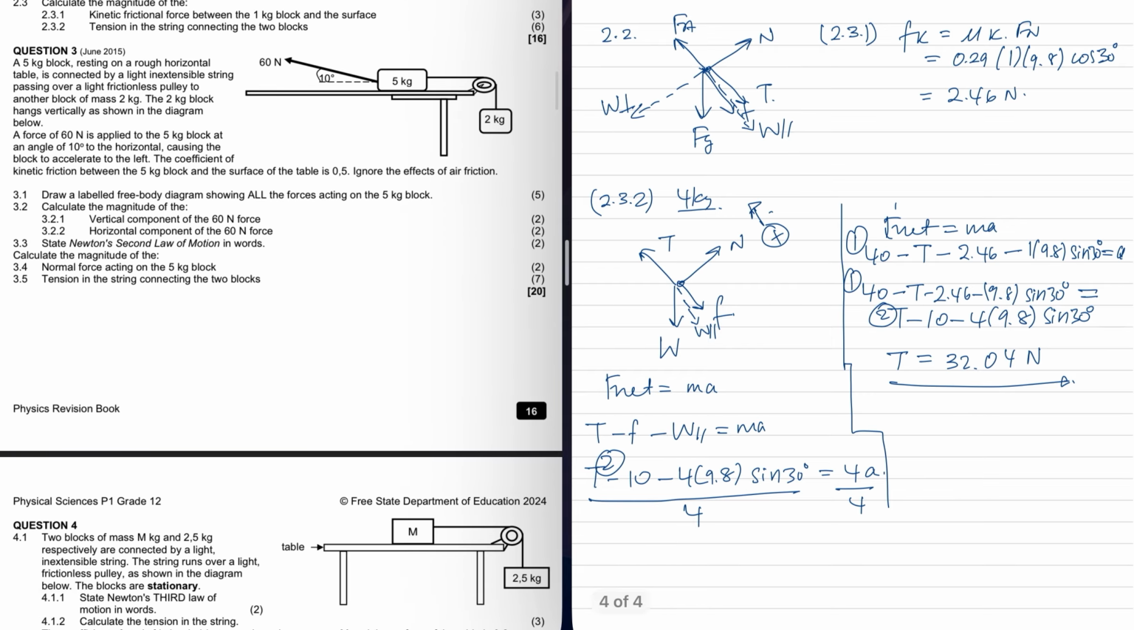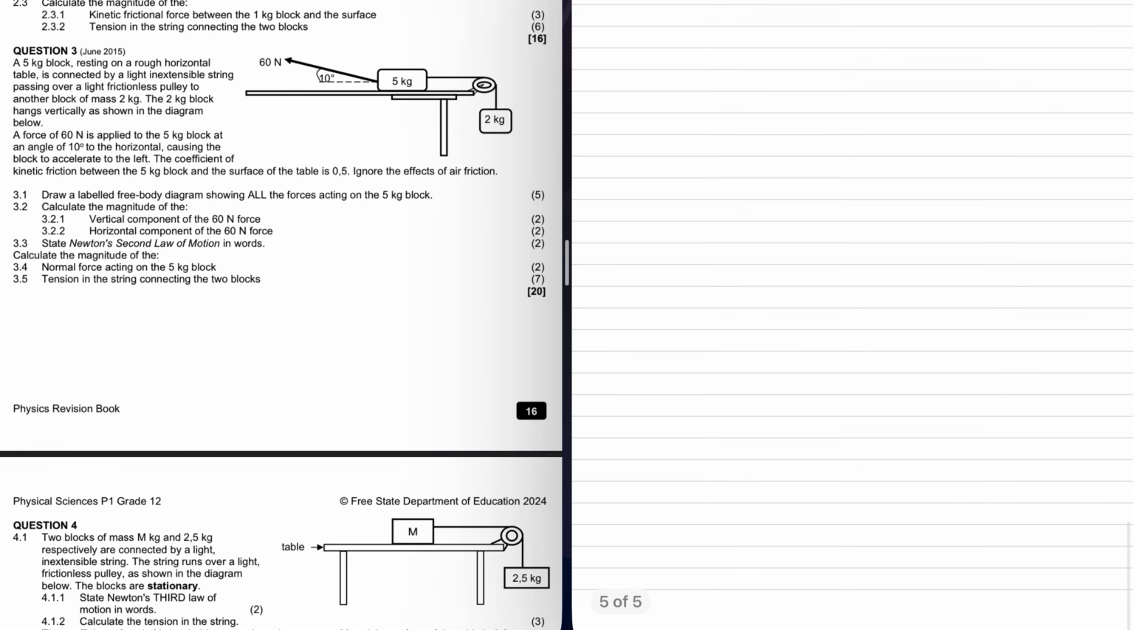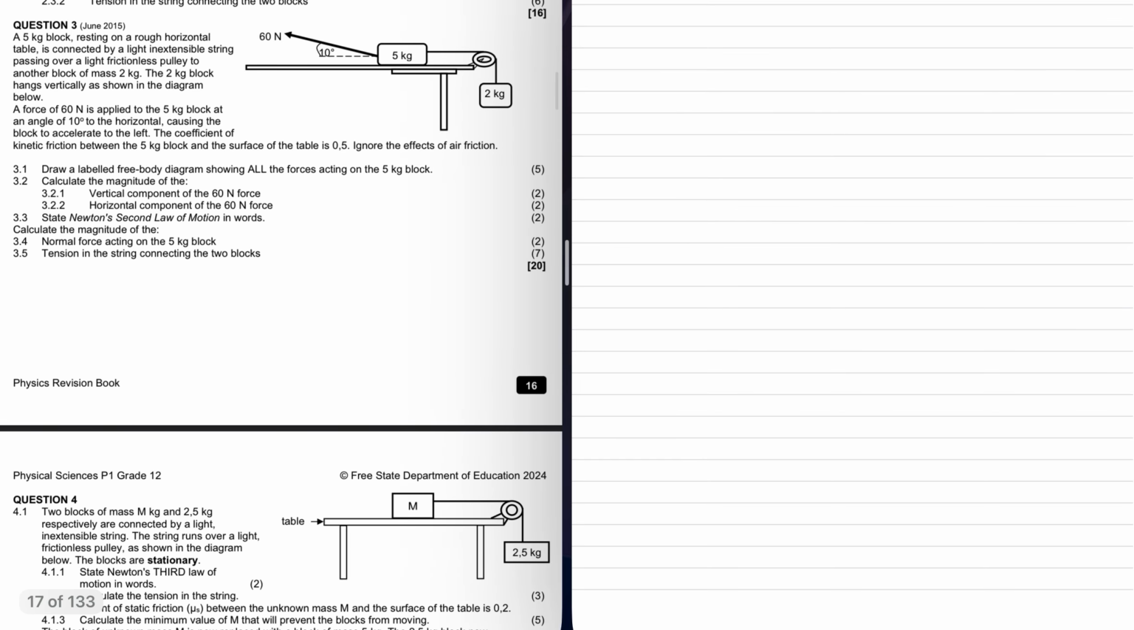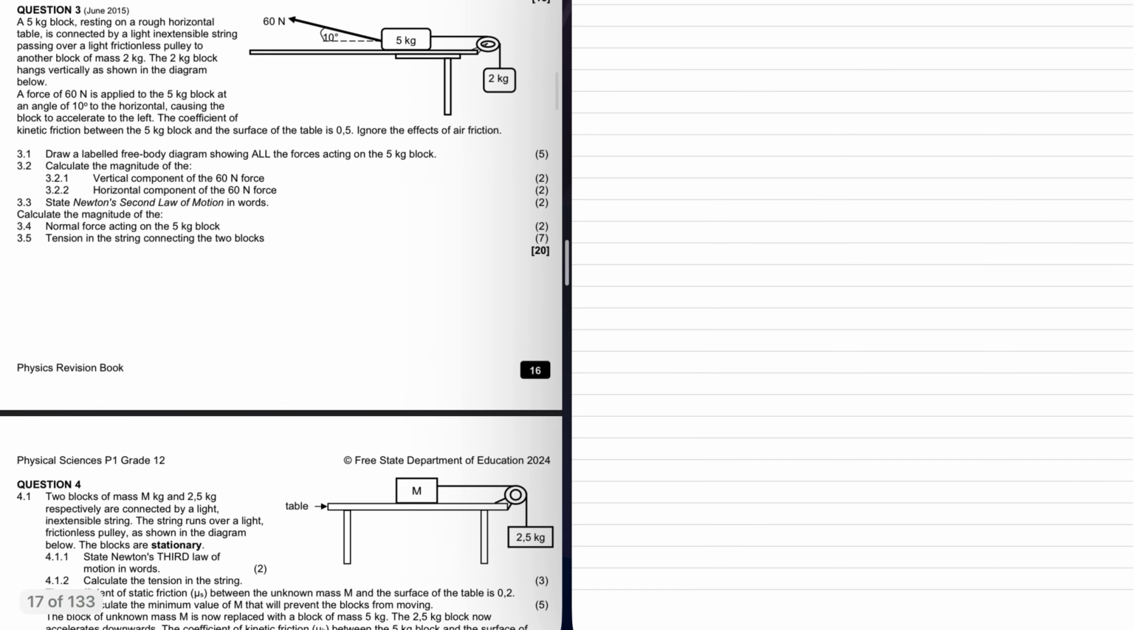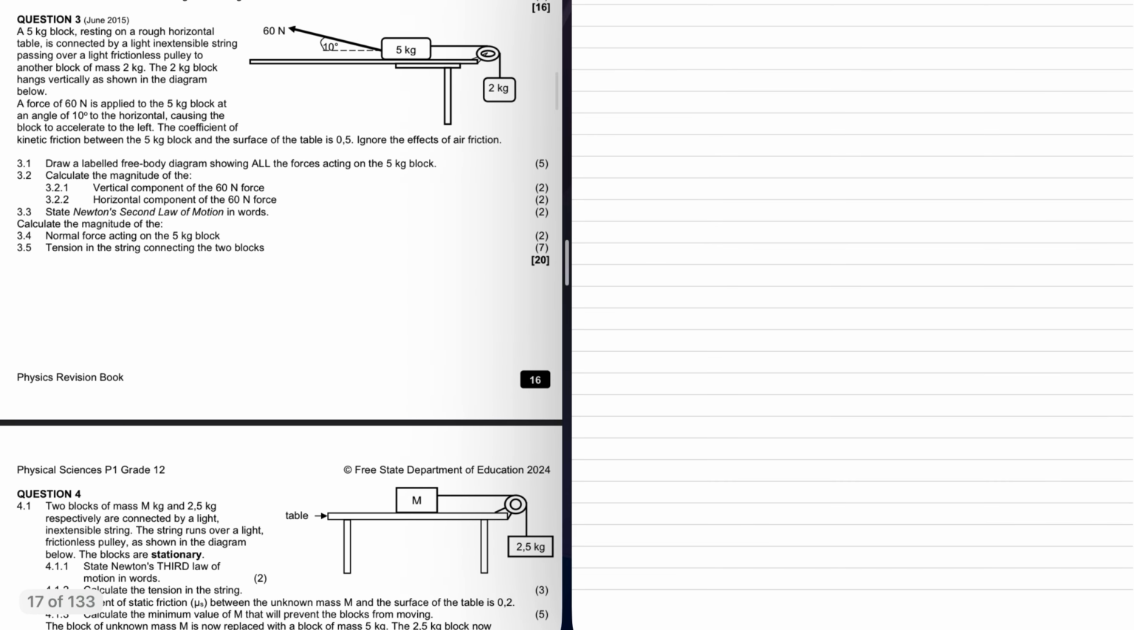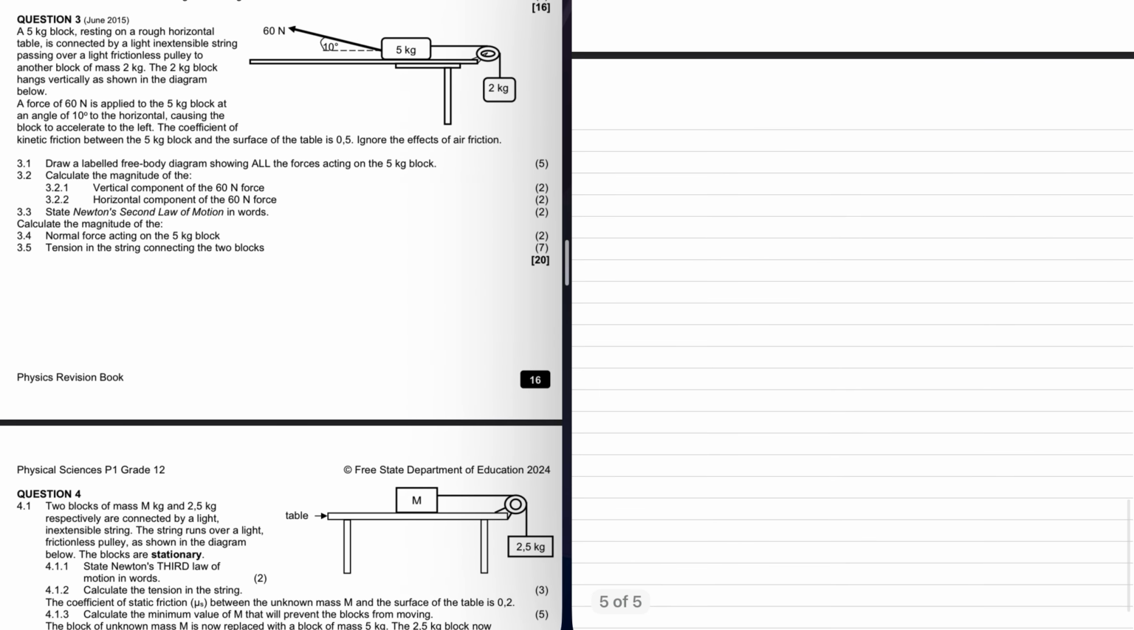Now let's take a look at question number 3. Again, if you want to attempt the question, please pause the video, and I'm just simply going to go through the questions. Question 3.1, draw a labeled free body diagram showing all the forces acting on the 5 kilogram block. So on the 5 kilogram block, we're going to have gravity, you're going to have the normal force, we are going to have tension, we're going to have force applied, and we are going to have friction as well.